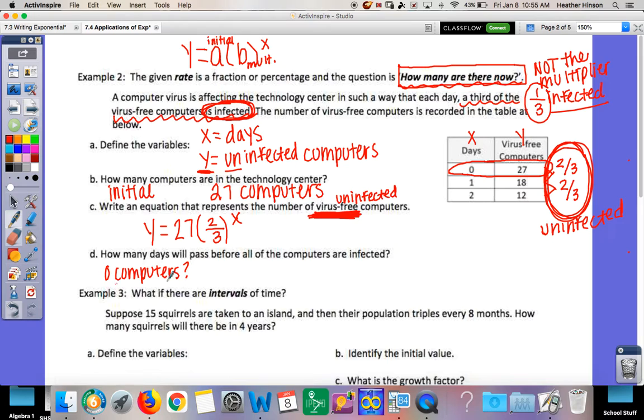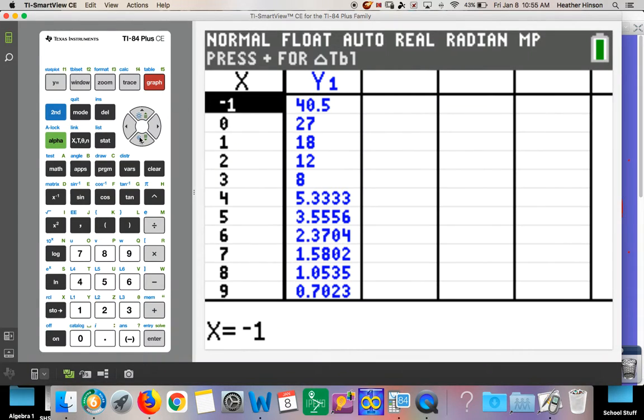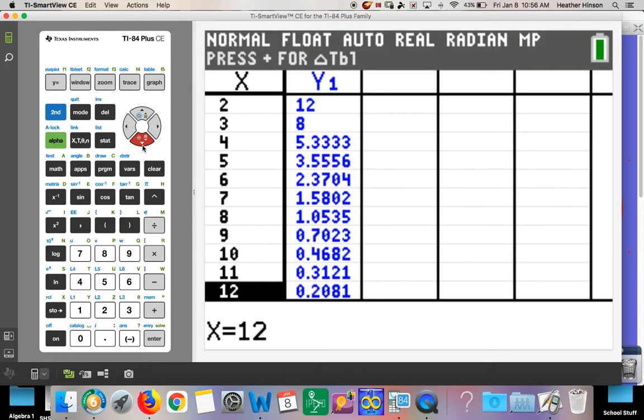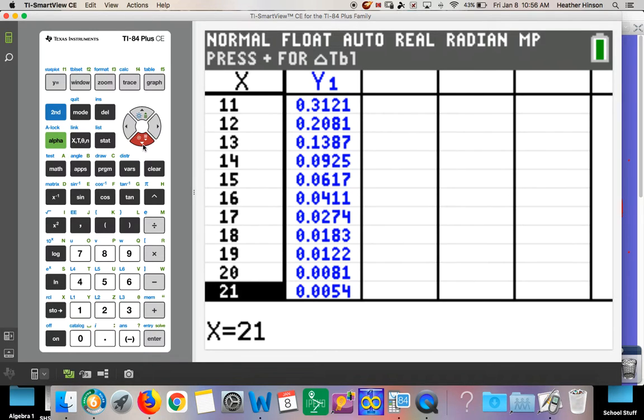So we want to find out when there's going to be 0 virus-free computers. So when will y reach 0? So if we scroll down, when does it hit 0? We still have decimals. And then we get to these E numbers. These E numbers are not 0. They're not actually negative. This just means the decimal was way too big and they can't plug it in. They can't actually show you the decimal.